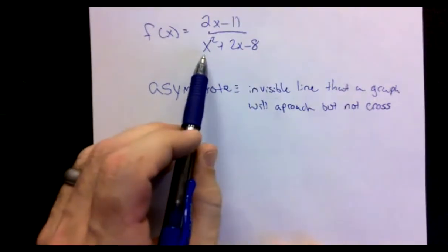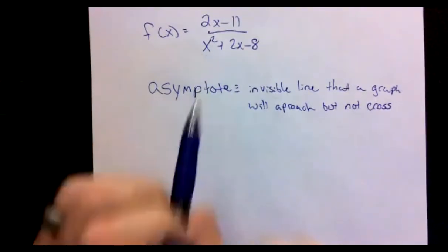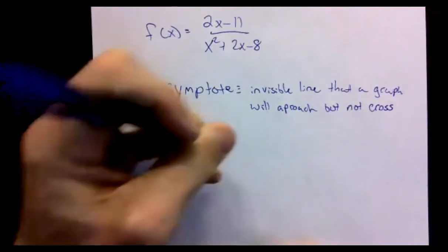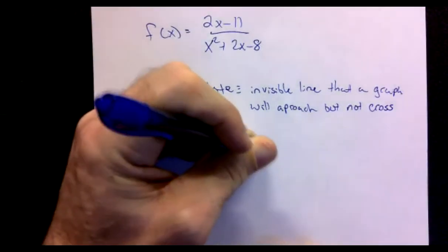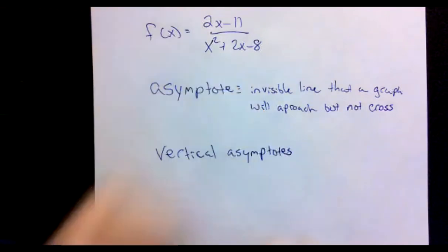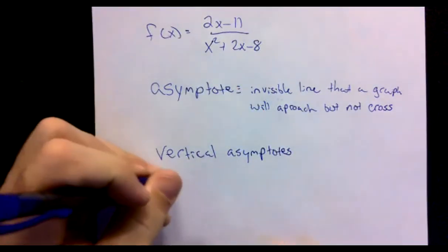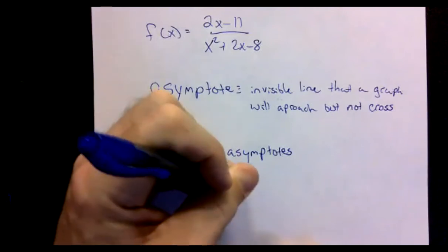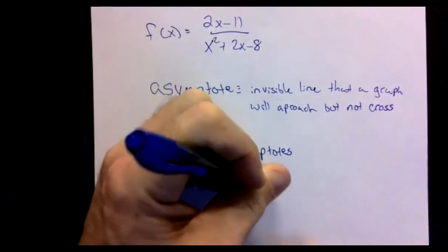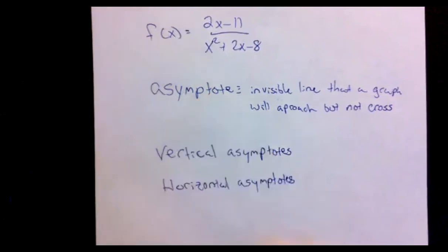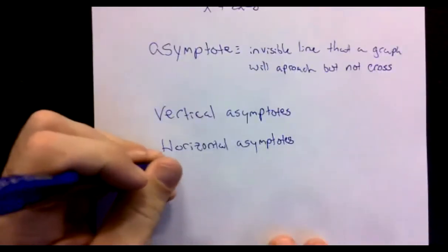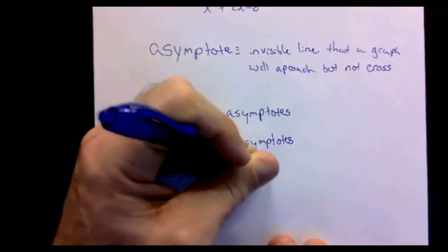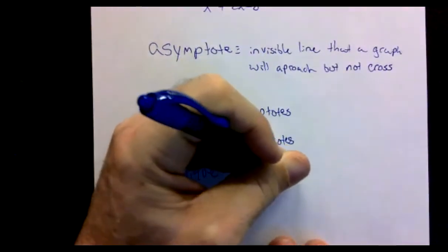And rational functions could potentially have vertical asymptotes. They could potentially have horizontal asymptotes. Or they could potentially have what we call an oblique asymptote.